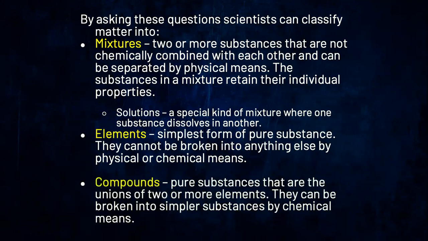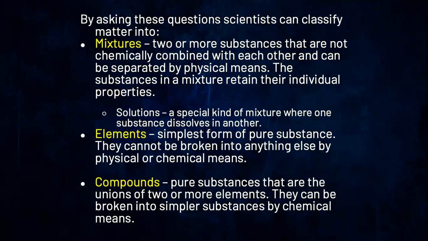Lastly, we have compound. Compounds are pure substances that are a union of two or more elements. They can be broken down into simple substances by chemical means. So instead of classifying matter into solid, liquid, gas, or classifying them into colors, red, blue, green, scientists find it more convincing and better to classify them into element, compound, and mixture, because anything that cannot be broken down, be it by force, physical, or chemical, is called element.